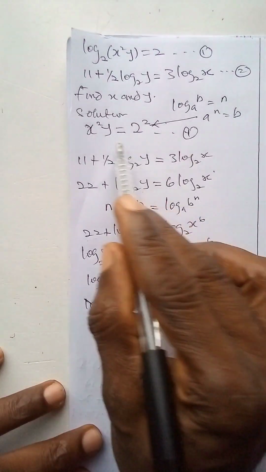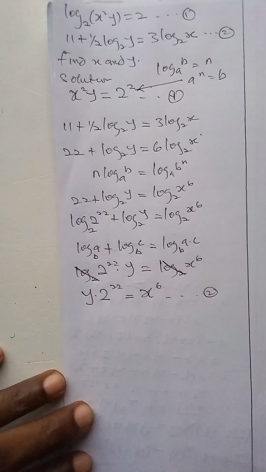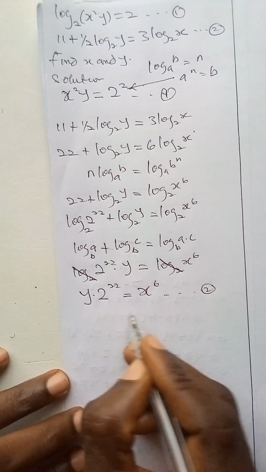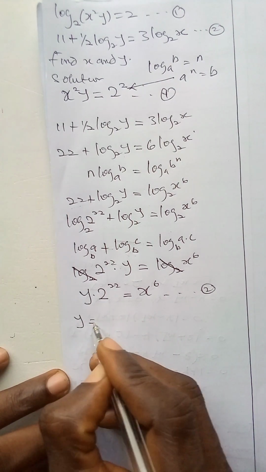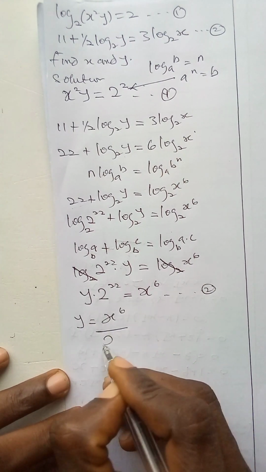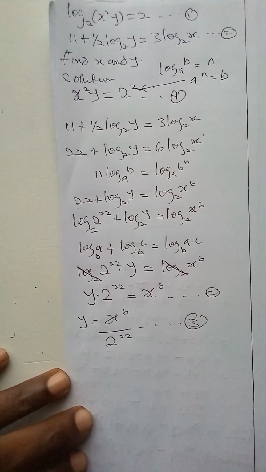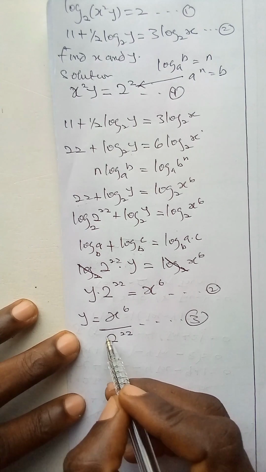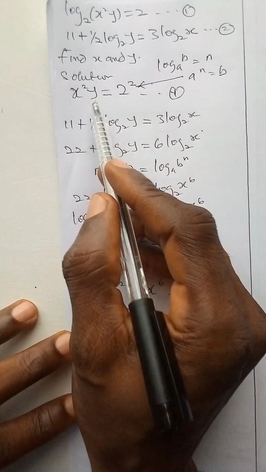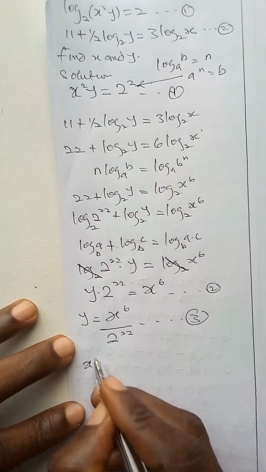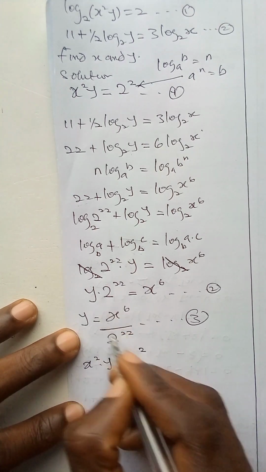Now, we need to solve equation 1 and equation 2 simultaneously. To do that, let us use the substitution method. I will make y the subject of the equation in equation 2, which is y is equal to x to power 6 over 2 to power 22. Let's call this equation 3 because we will have cause to refer to it later. Now, wherever I see y, I'm going to put x to power 6 over 2 to power 22 in equation 1. So equation 1 is x to power 2 times y equals 2 to power 2. Now my y is this.